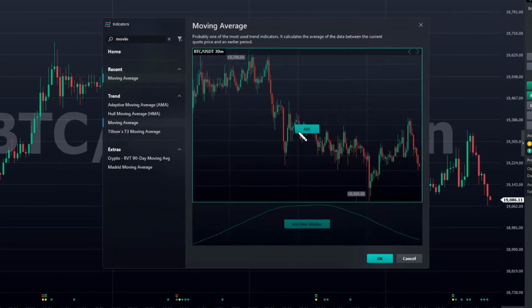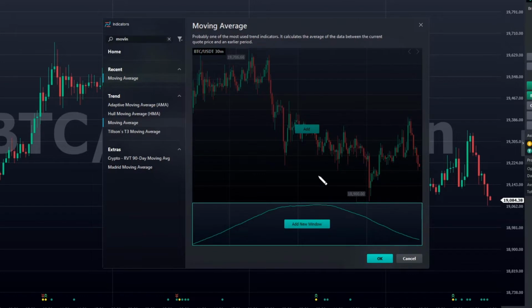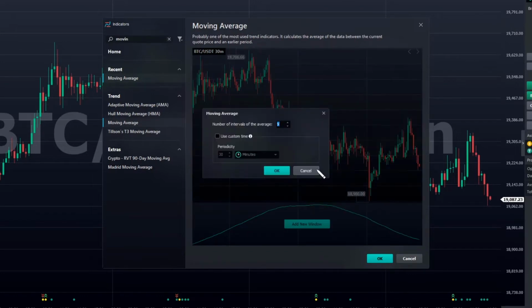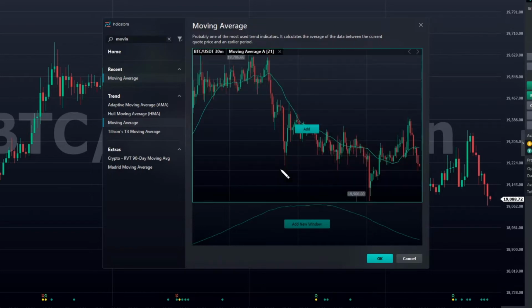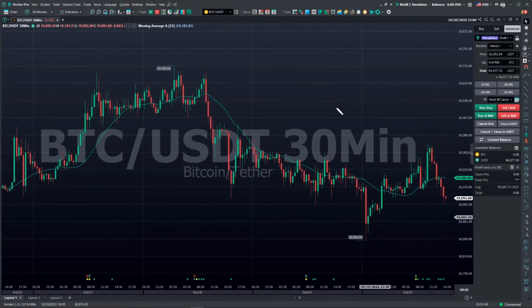There is an option to insert it in a new window or over the chart. Choose Over the Chart. And let's set it up to 21 periods. Click OK. OK again, and we're done.